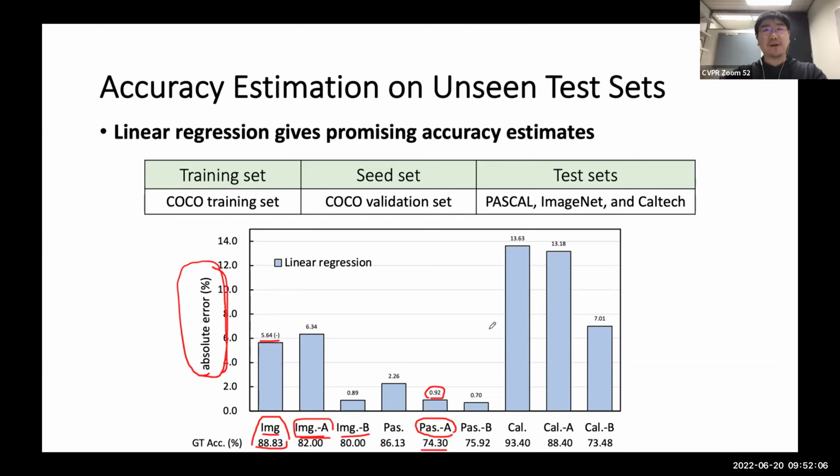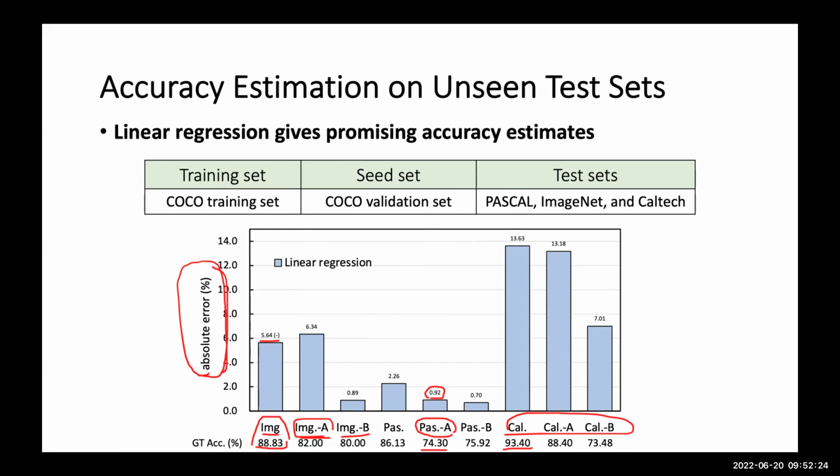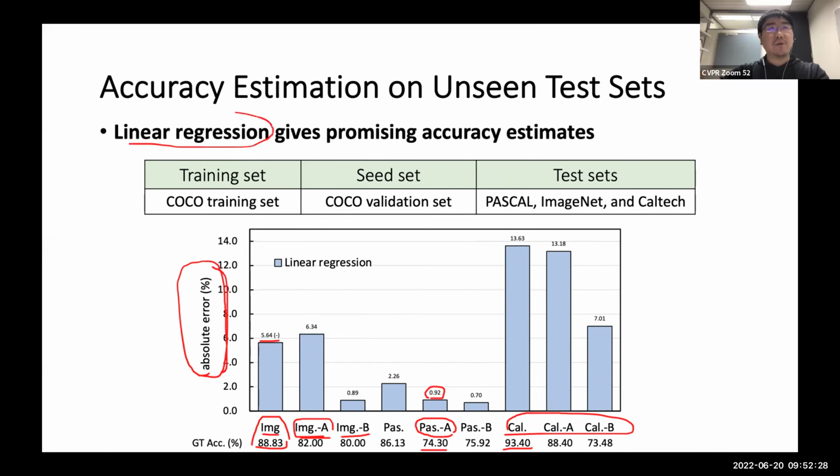What is challenging is these Caltech datasets. The ground truth accuracy is about 93, and our estimated one has 13% error from this ground truth accuracy. This is the result of linear regression. We only have 2 parameters.